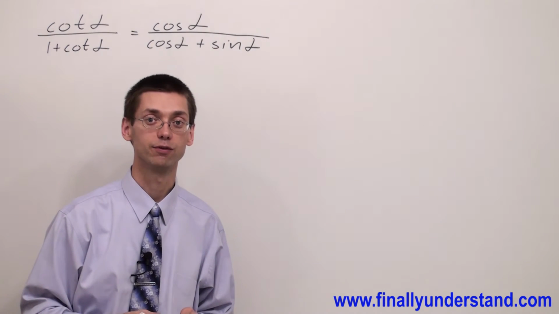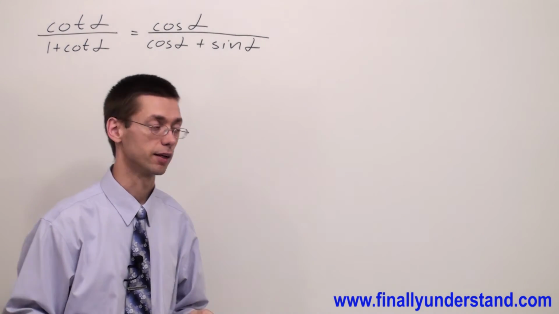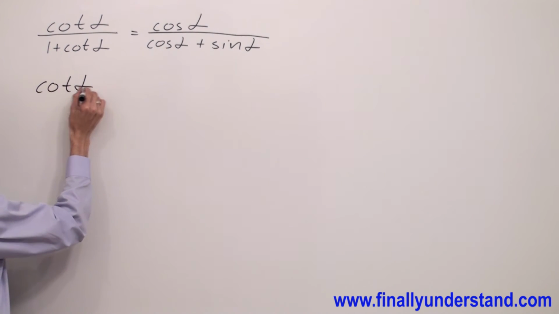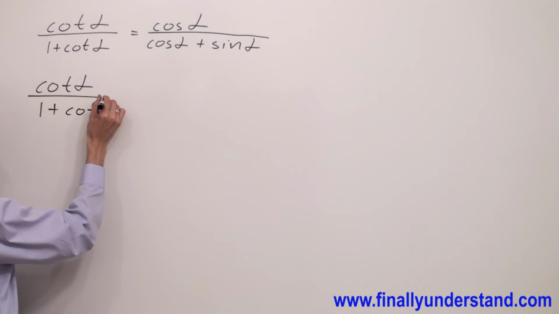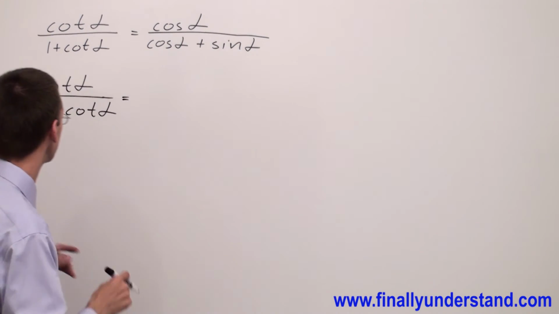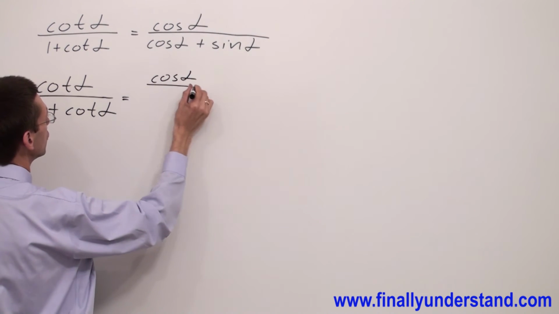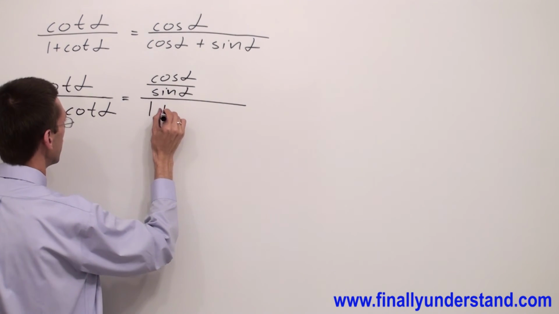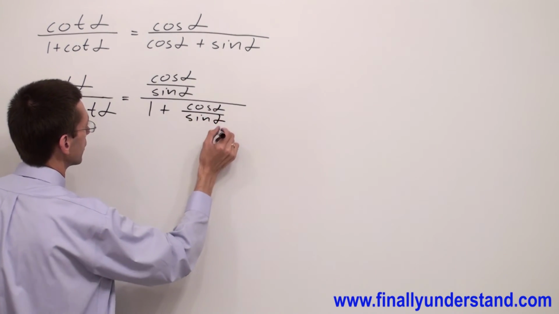Again, we're supposed to prove that the left side is equal to the right side. I'm going to start this time from the left side. Let me copy this down first. I have cotangent alpha over 1 plus cotangent alpha. Next, I'm going to use the quotient relations. I'm going to rewrite cotangent as the cosine alpha over sine alpha over 1 plus cosine alpha over sine alpha.